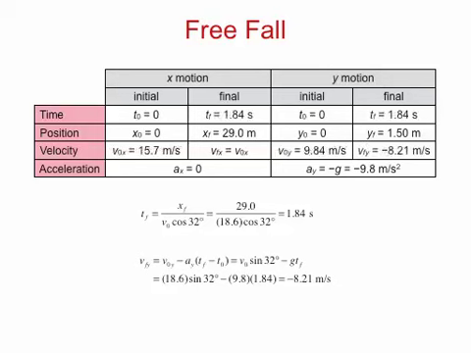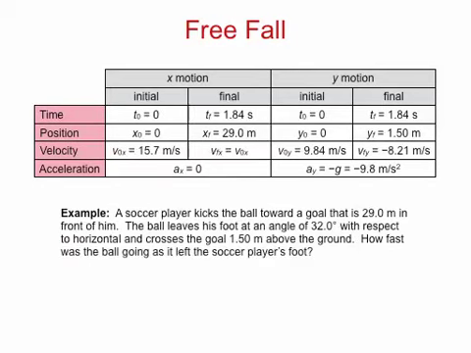We can now update our table of kinematic variables to fill in the previously unknown values. And finally, we're ready to answer the question in the problem. How fast was the ball going as it left the soccer player's foot? Well, that's just v naught, which we computed earlier to be 18.6 meters per second. Note that we didn't really need to calculate t sub f and v sub fy in this problem after we found v naught, since the problem only asked for v naught. We just did it for fun and to get some extra practice.